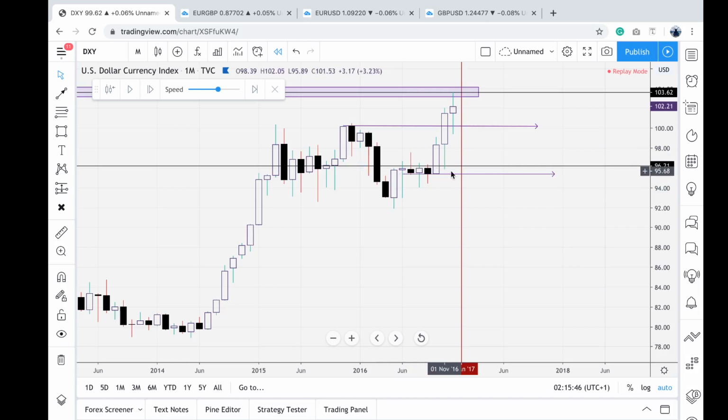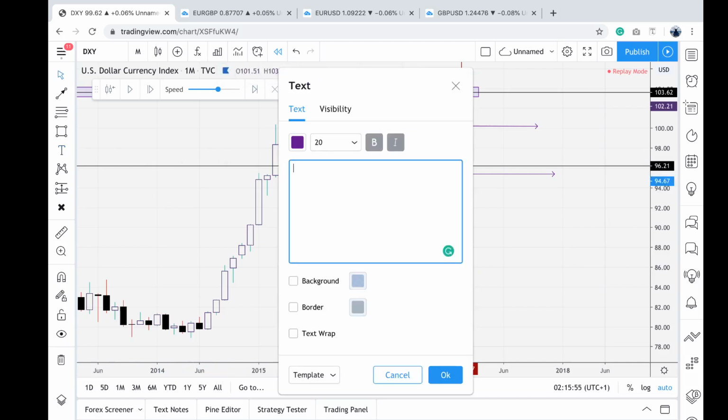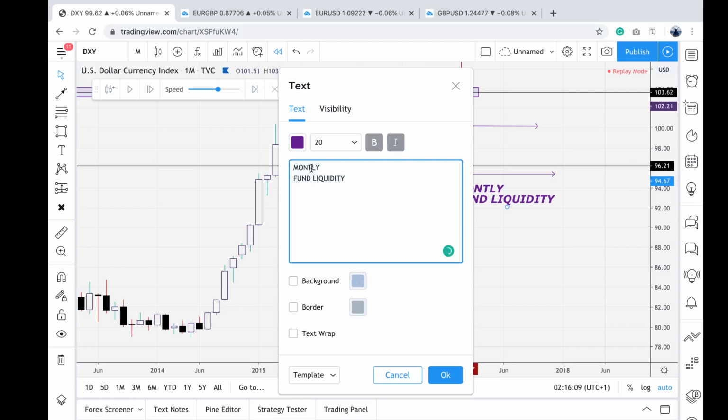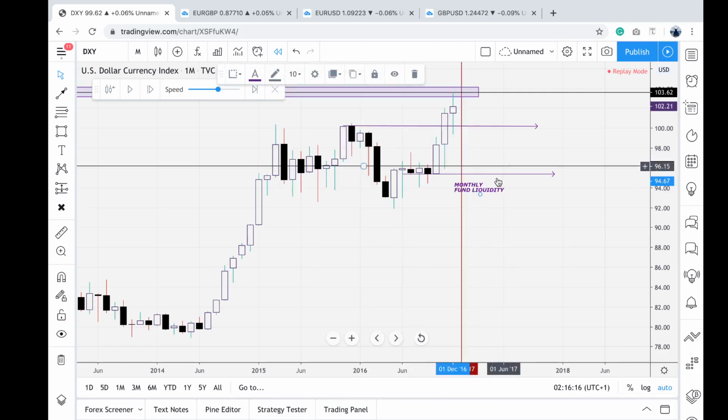Okay, coupled with the fact that there are equal body candles there, very clean equal body candles. Obviously, there's going to be some level of fund liquidity resting below that point. So I'm going to type this: monthly fund liquidity. Let's reduce this font. Monthly, it changes to a 10. Okay, so monthly fund liquidity around that level.